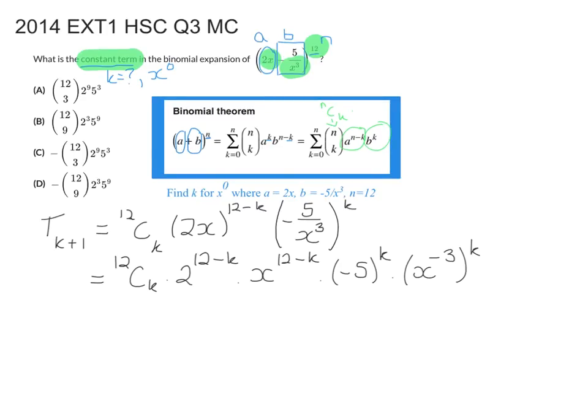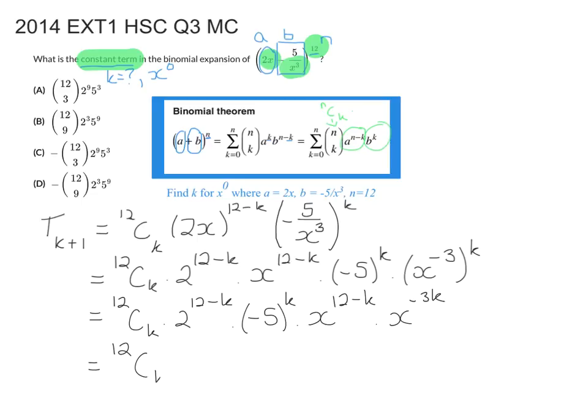So collecting like terms, we have our combination, our constant values, and our values of x. So we have x to the power of 12 minus k times x to the power of negative 3k. And using our index laws, we can simplify that further by collecting the x's together and creating one power.